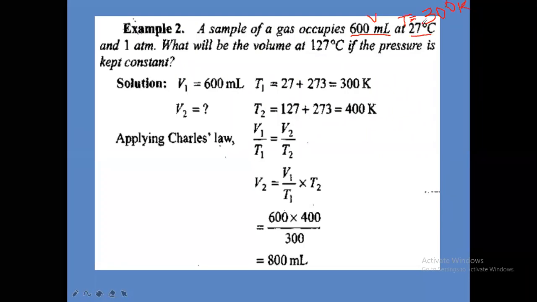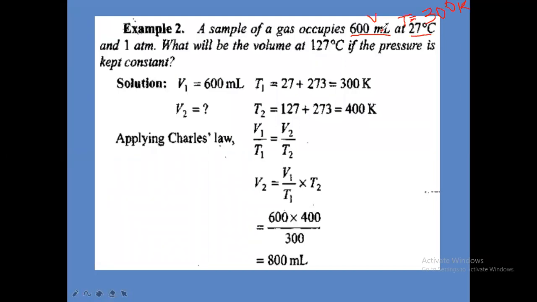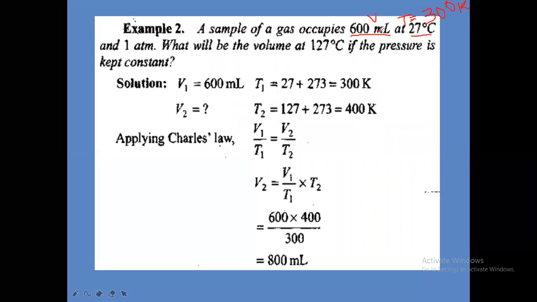Remember. So temperature is given, volume is given. But is volume given in liters or ml? It is given in milliliters. Do we have to take liters? Milli means how much? 10 power minus 3. If the options are given in ml, you take ml only here, V1 also ml only. But if options are given in liters, we have to convert into liters this time.